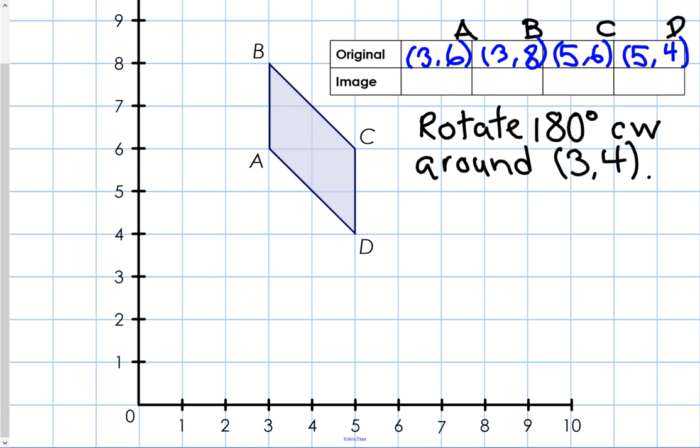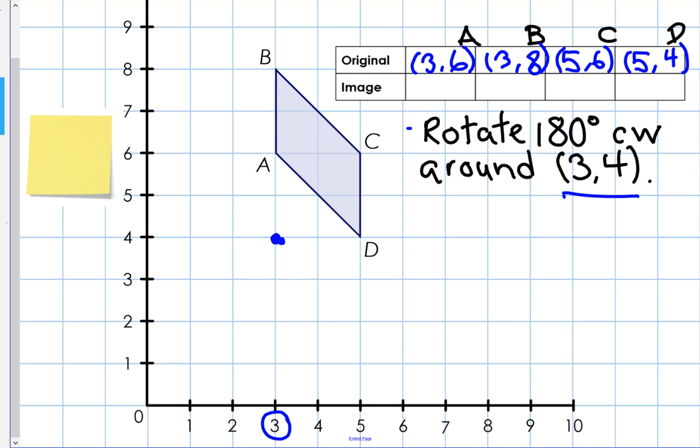In this problem, we are going to rotate the polygon 180 degrees clockwise around point (3, 4). First of all, let's find (3, 4). 3 indicates our coordinate on the x-axis and 4 on the y-axis. This is our center of rotation. Please note that the ordered pairs of the original image have already been completed for you.